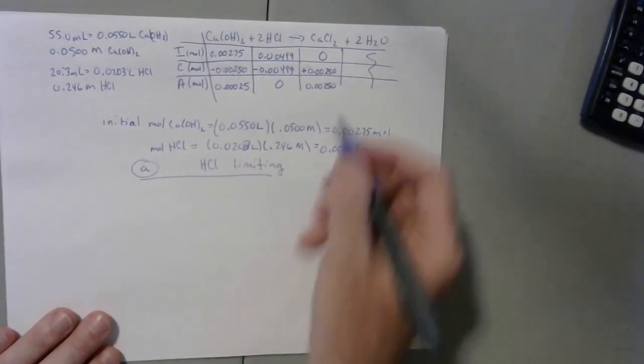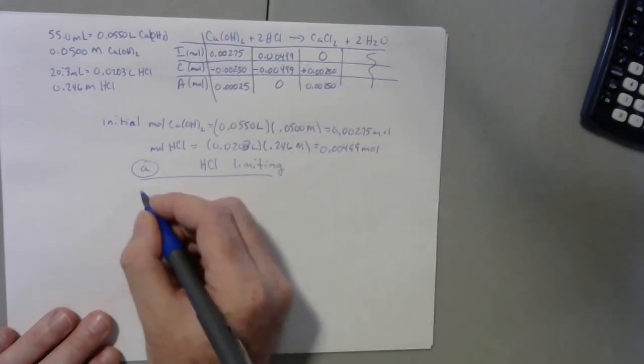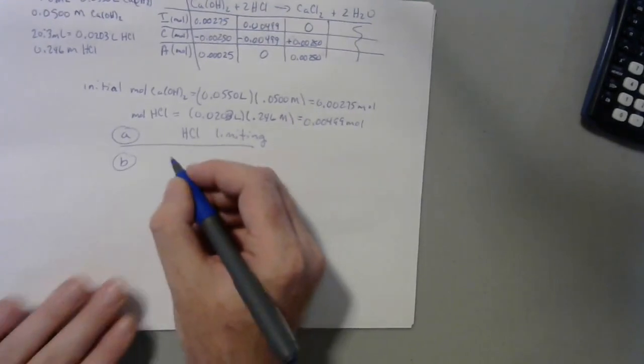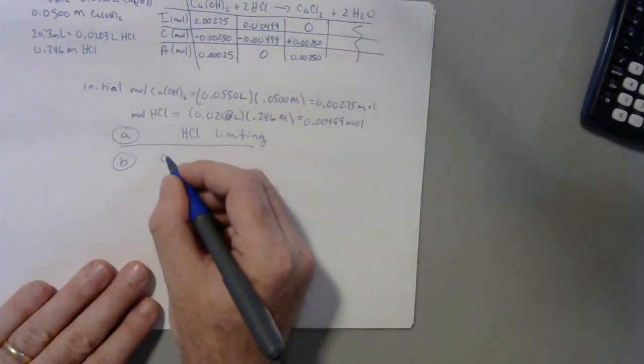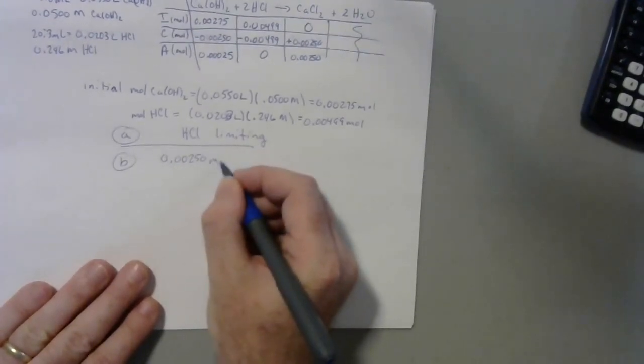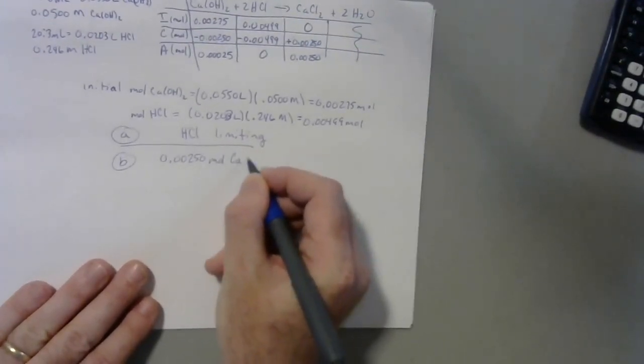Now let's go back and answer the questions. What's the moles of the salt formed? We just calculated it. So B would be 0.00250 moles of calcium chloride.